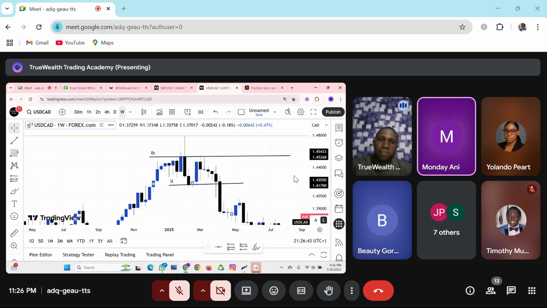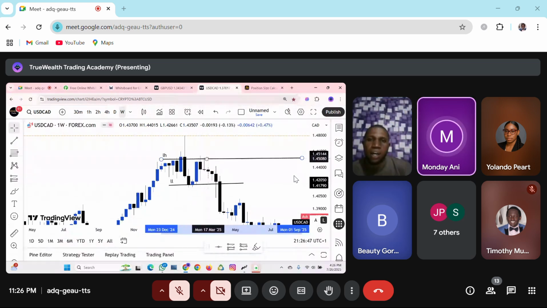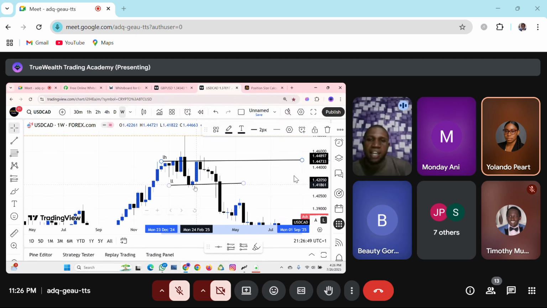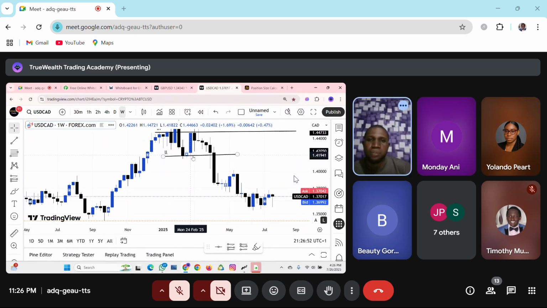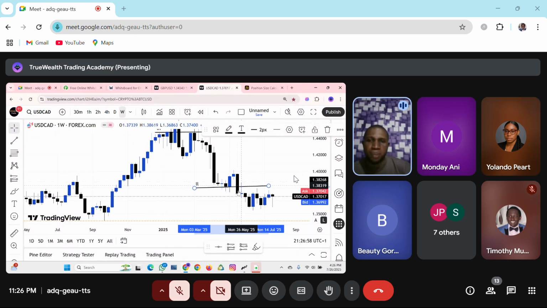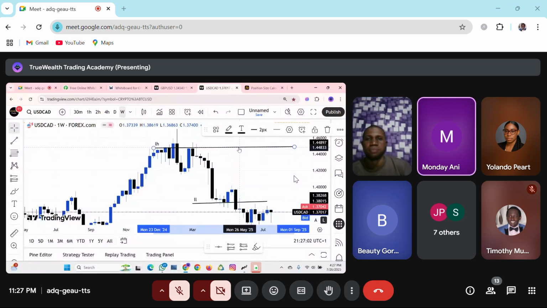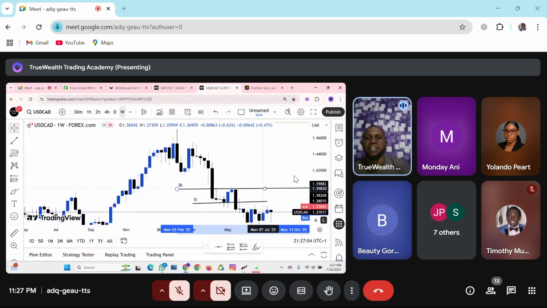Yes. So this becomes what? Our new lower high. And this becomes what? Our new lower low. Are you seeing? Boom! It broke again. Right? Lower high, and lower low, right? Boom! It broke again.